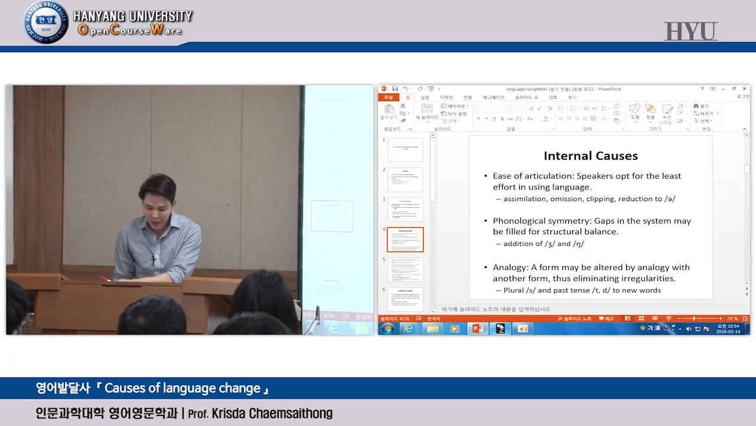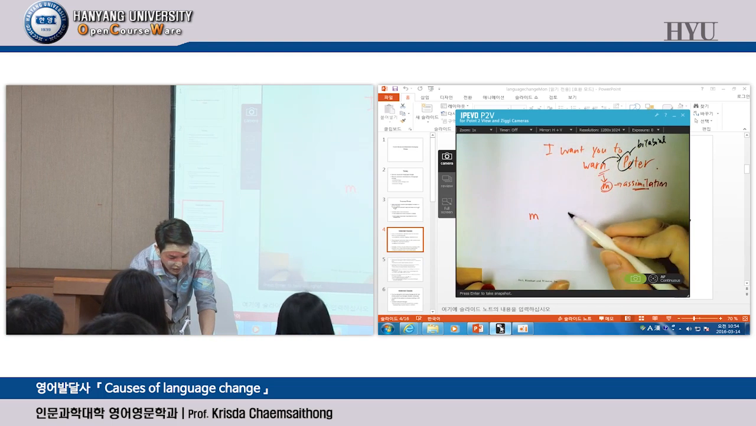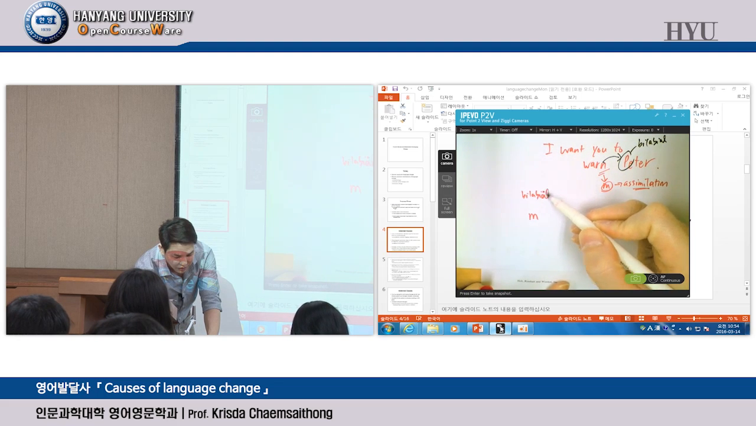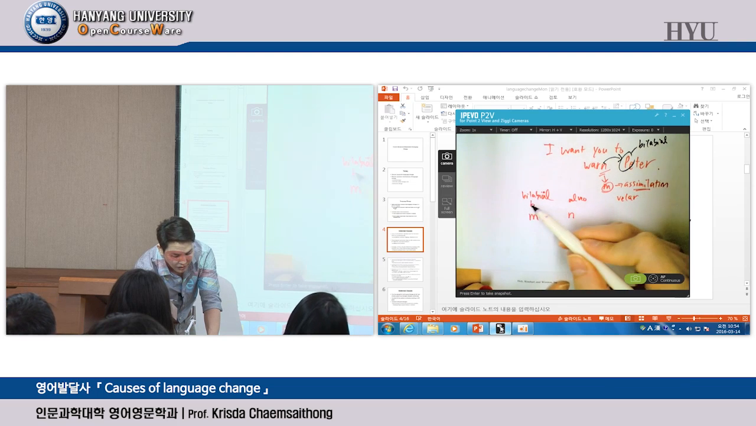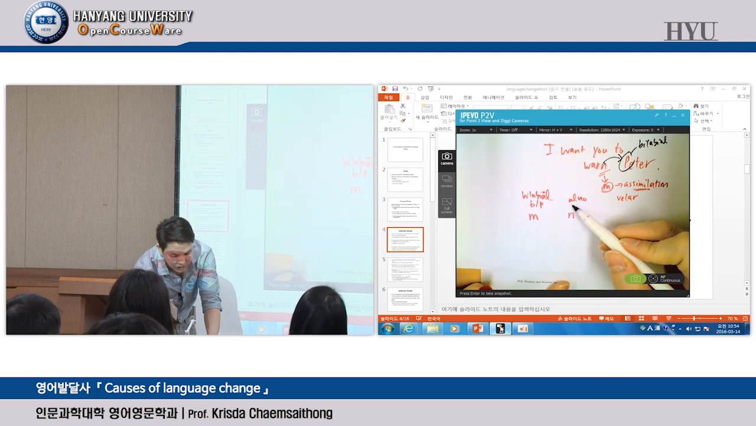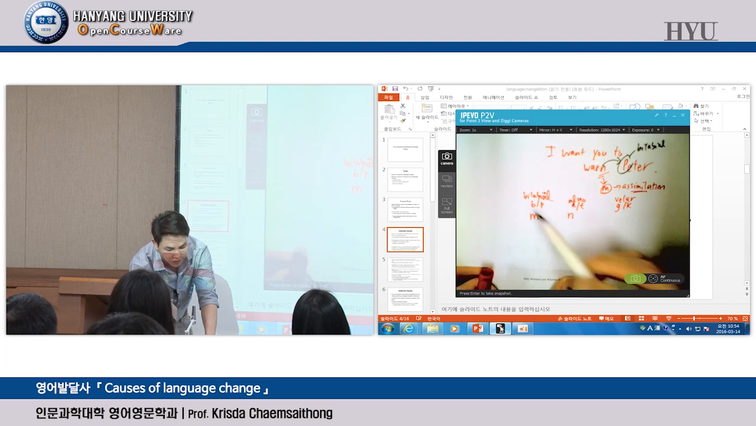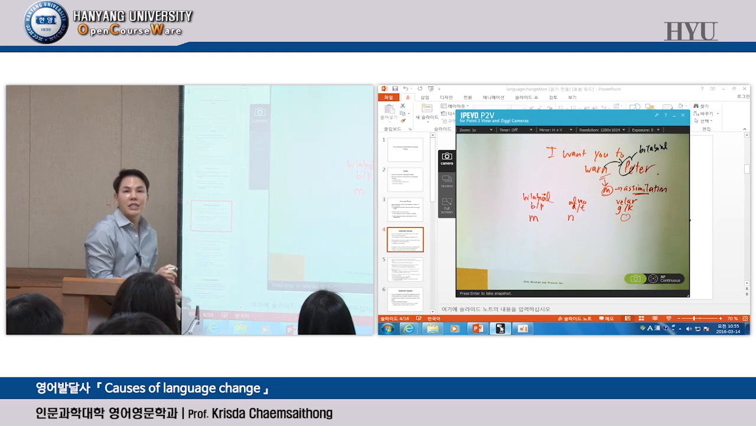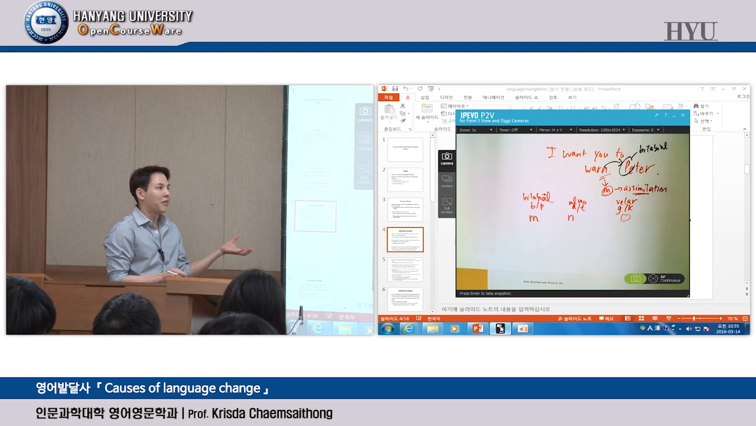So why are they gaps? Because in Old English, you have m, n, right? So this is bilabial. This is bilabial. This is alveolar. And then there's velar, as in B. This is B and P. This is D and T, and this is G and K, right? Voiced and voiceless. Now, there's this gap in the system where it can be filled.